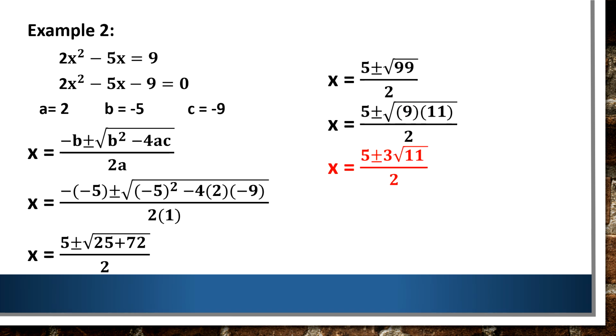Then let's perform the addition and subtraction. But since if we add or subtract 5 and 3 square root of 11 it is still the same, it means that it's the final answer. Or we can rewrite this as 5 plus 3 square root of 11 all over 2 and 5 minus 3 square root of 11 all over 2.